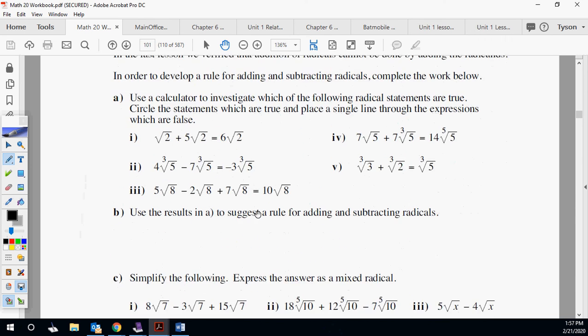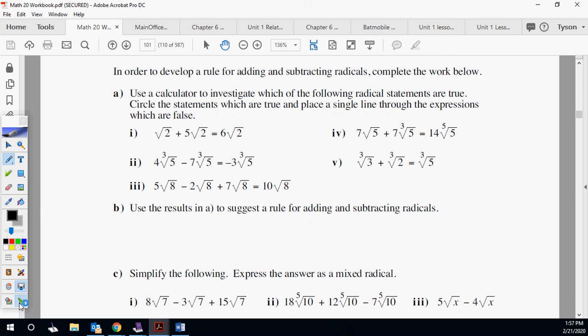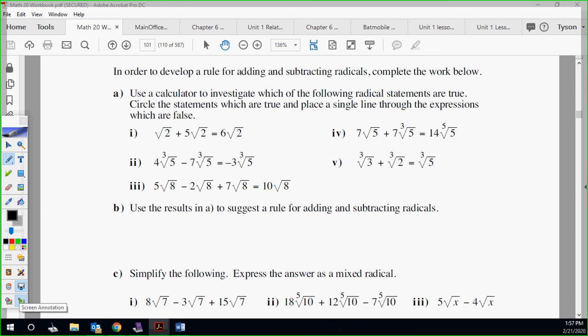So let's look here. Root 2 plus 5 root 2, that's 1 plus 5 is 6. They said to go ahead and check on your calculator. You can if you'd like, but I'm just giving the rule a little bit ahead of time. 4 cube root 5 minus 7 cube root 5, so 4 minus 7 is negative 3. You can do that because it's the same index and same radicand. Again, the rule is you can add and subtract with the same index and same radicand.